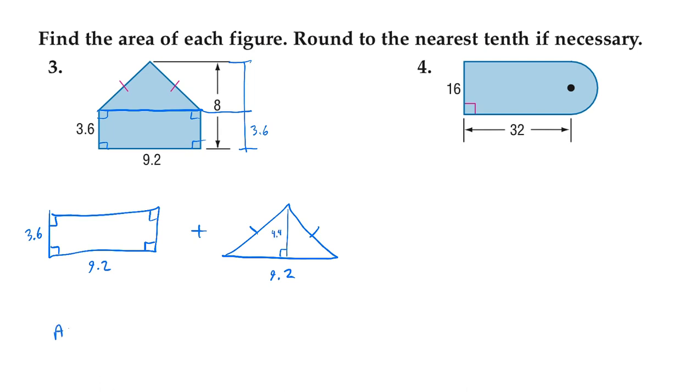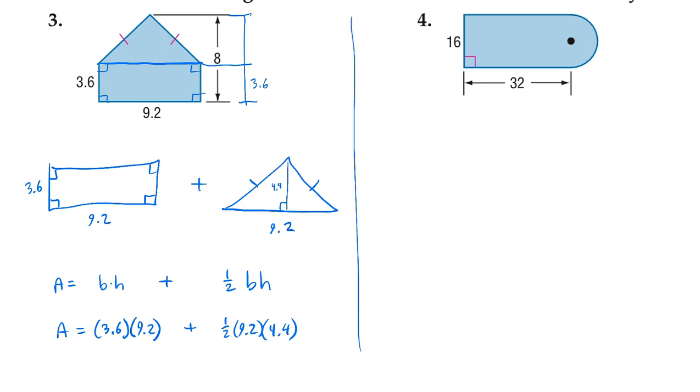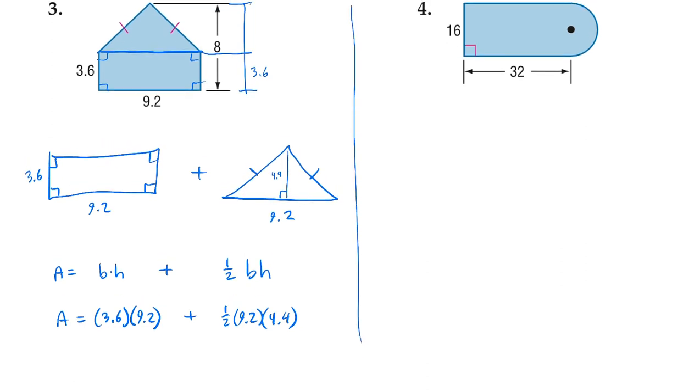So the area here is the base times height of this left one plus the 1/2 base times height of the triangle. So the overall area is 3.6 times 9.2 for the rectangle, plus the area of the triangle, which is 1/2, the base is 9.2, times the height is 4.4. All right, and I'm just going to stop there. I won't do the arithmetic. So here we go. Let's go to the next one.